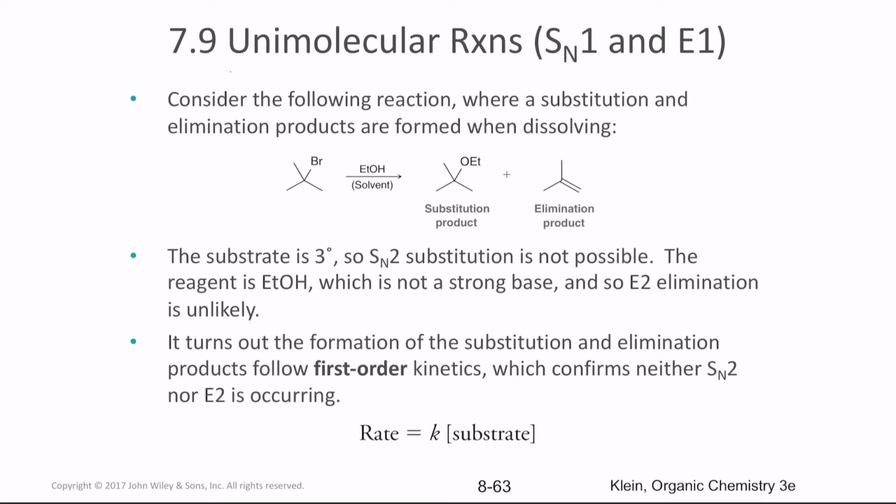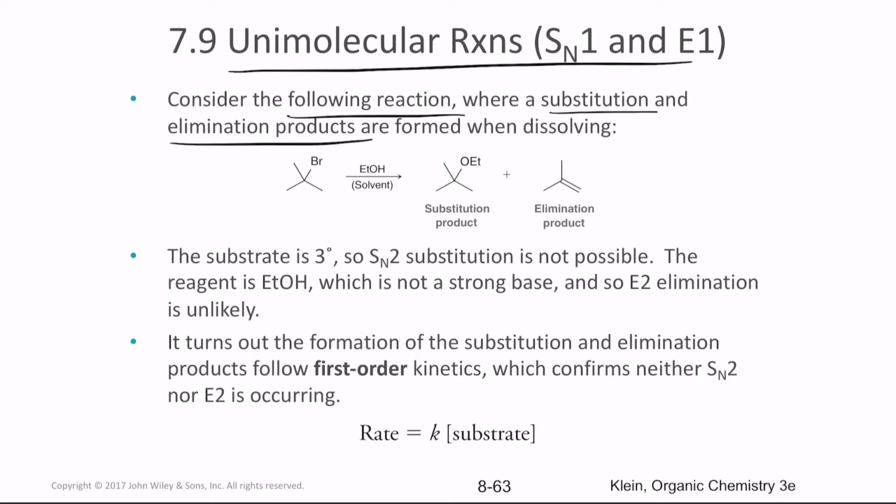Next, let's talk about unimolecular reactions. Unimolecular reactions involve a stepwise mechanism. Consider the following reaction, where you have a substitution and an elimination product. You have a tertiary alkyl bromide and you're using ethyl alcohol as the solvent. You end up getting a substitution product and an elimination product. Notice that the substrate here is tertiary.